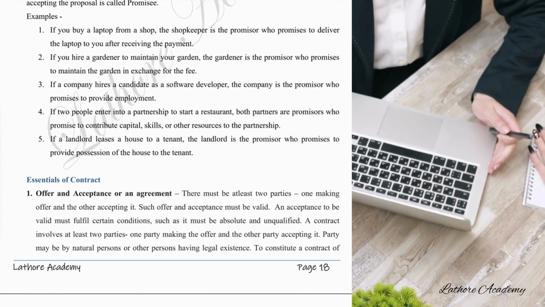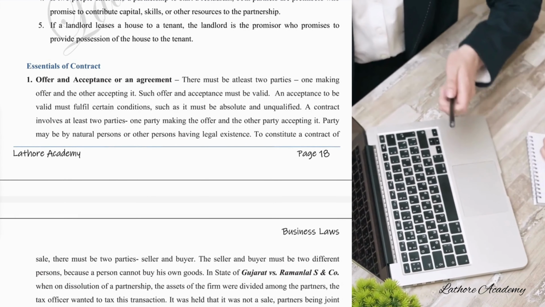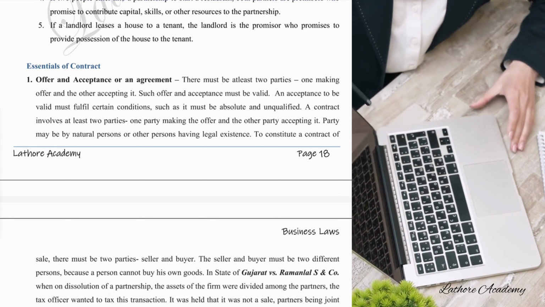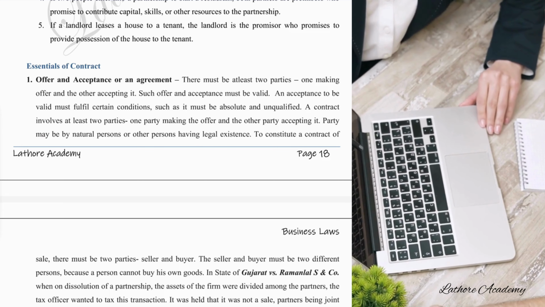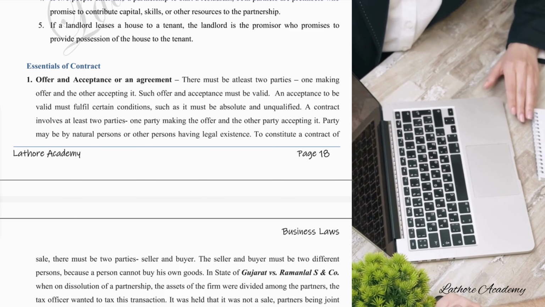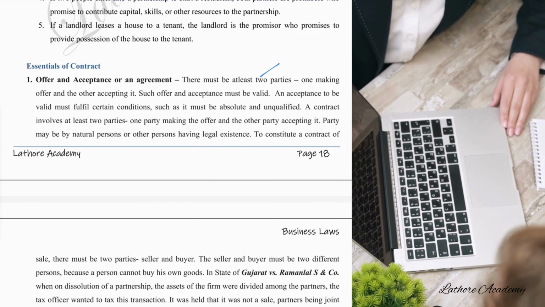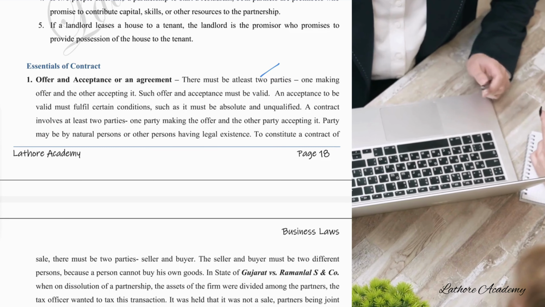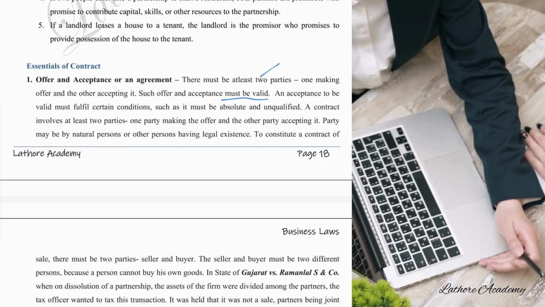So let us understand the essential elements of contract. The first being the offer and acceptance of an agreement. Students, please understand that in order to enter into a valid contract, there has to be at least two parties. So one making the offer and the other person accepting it. And the offer and acceptance must be a valid one.